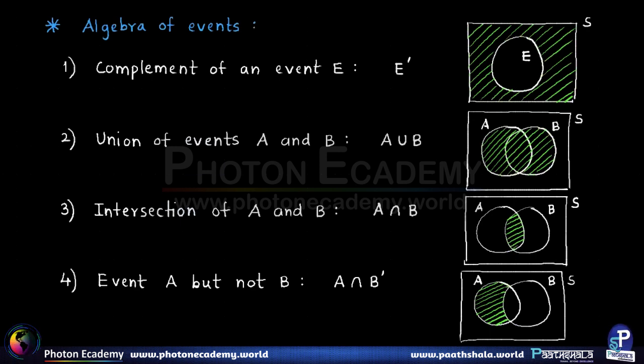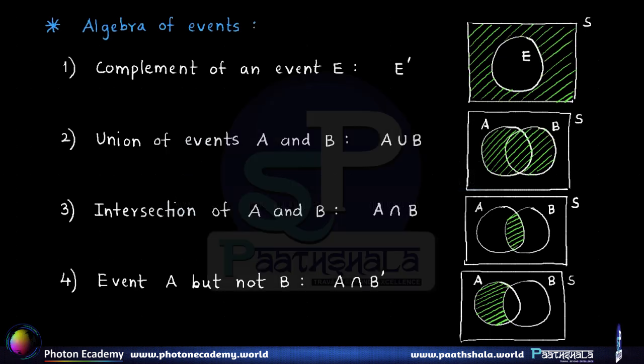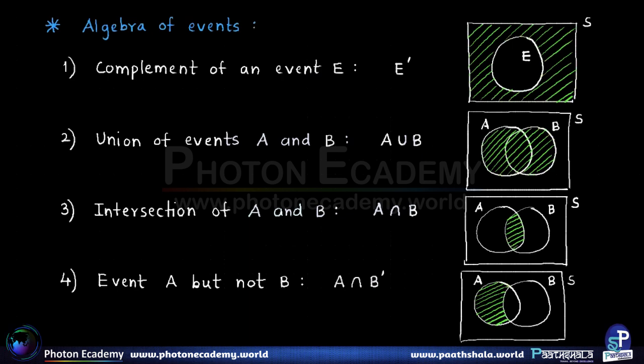And lastly, we have an event of the type A but not B. It means that it's the region which belongs to A but not to B. So in other words, it is nothing but the intersection of A and B complement, that is A intersection B dash. On the right hand side you will see that it's the region which is within the boundary of A but it is not in B. So it's that portion of A which is not in B.